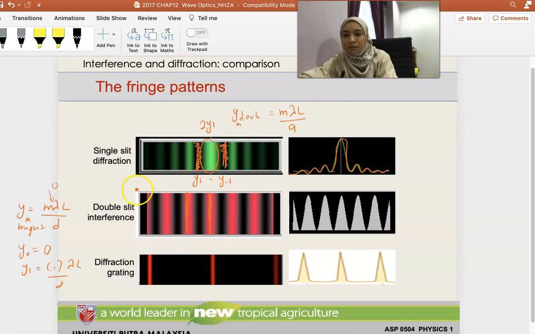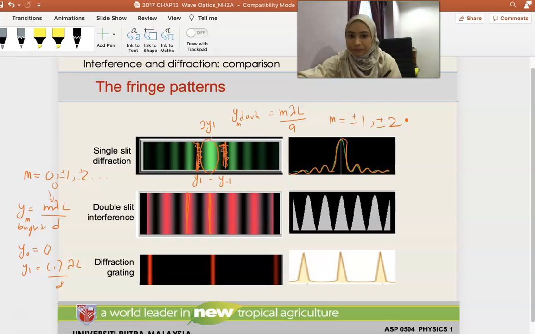Now, something to take note of is your m starts from 0, 1, 2, 3, and so on, plus minus. For single slit diffraction, your m starts from plus minus 1. There's no 0. There is no 0. I need to emphasize this. There is no 0 for single slit diffraction. The order starts from 1.